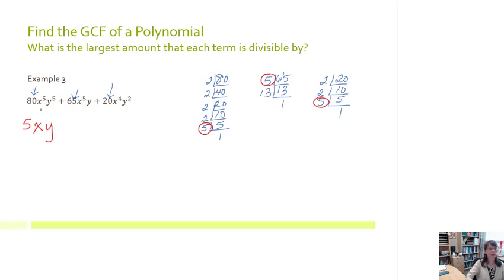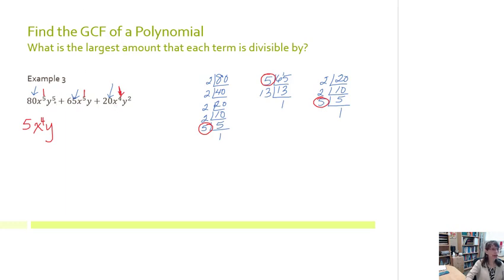Now I compare the exponents for these terms. 5, 5, and 4. Those are the exponents for the base of x. We have to go with the exponent that is the smallest because that is the guaranteed amount to find in all terms. So that means x to the 4th is the greatest amount of that base of x that can be found in all terms. We do not go with the largest number because x to the 5th is not found in that last term.